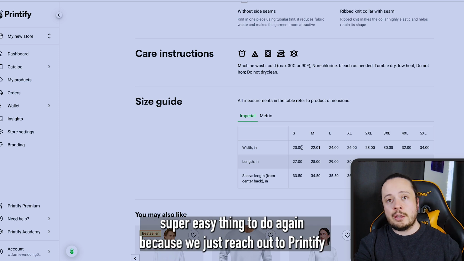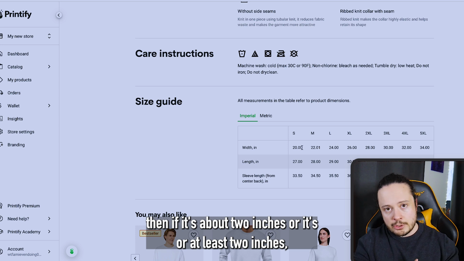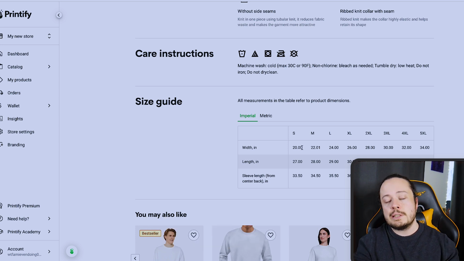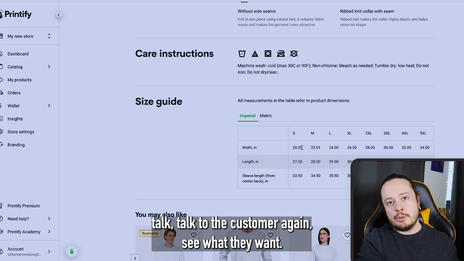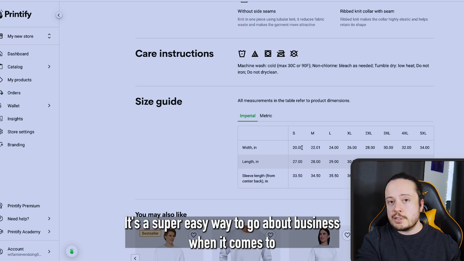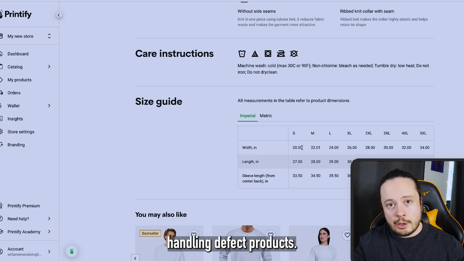Super easy thing to do again, because we just reach out to Printify once we have the picture with the tape measure, and then if it's above 2 inches or at least 2 inches, then we usually get a refund or replacement, and then we can just talk to the customer again, see what they want, either a replacement or a refund. It's a super easy way to go about business when it comes to handling defect products.